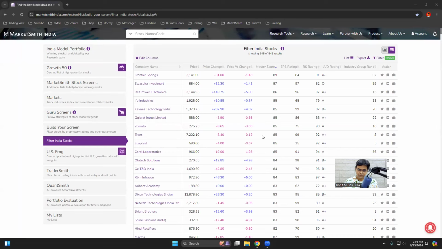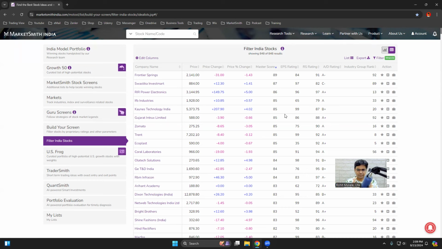So in yesterday's video, I gave you the Mark Minervini filter for stocks in India, but basically you can apply that filter to stocks in any market that you're trading around the world. But as you can see here, the Mark Minervini filter, if you apply it to India, it gives you 848 stocks. Now that's a very long list.